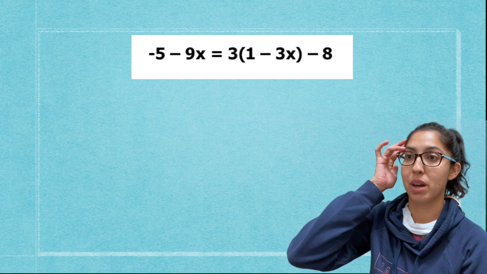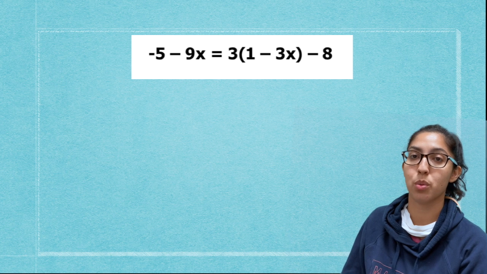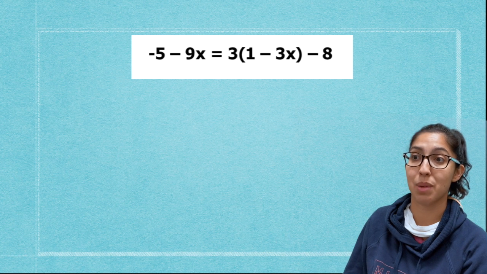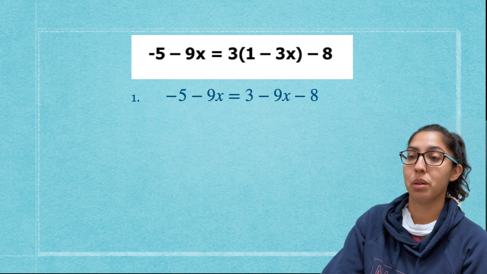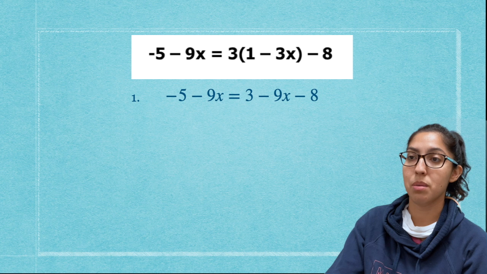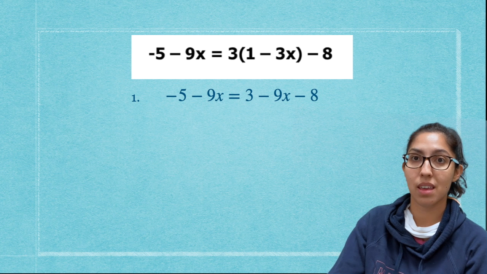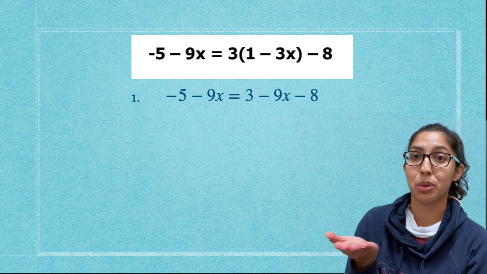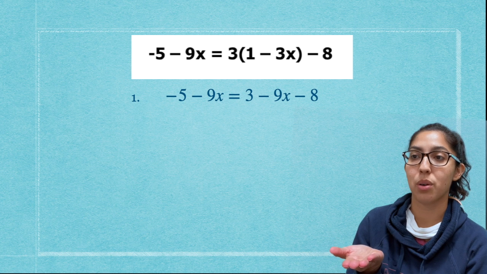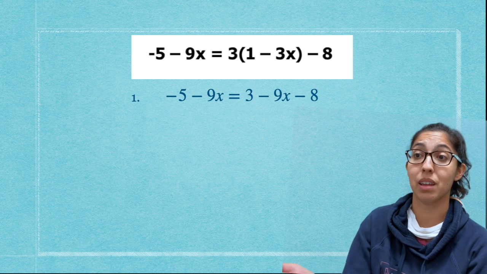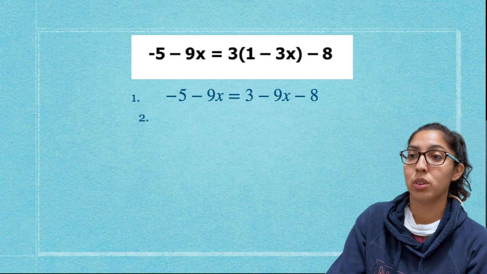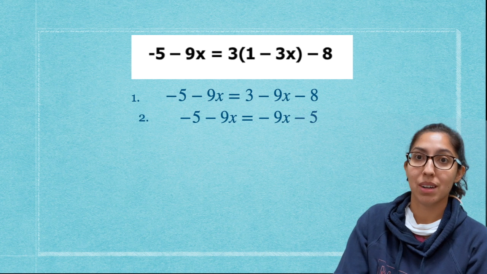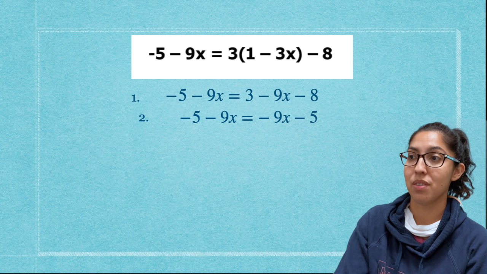This is -5 - 9x = 3(1 - 3x) - 8. So first thing we're going to do is distribute. We end up with -5 - 9x = 3 - 9x - 8. Notice that we already have that -9x on both sides, so that already tells us something. However, we have one more step here, which is to combine like terms. On that 3 - 9x - 8, we're going to combine 3 and -8. So we're going to end up with -5 - 9x = -9x - 5.